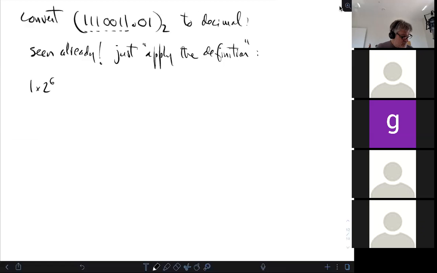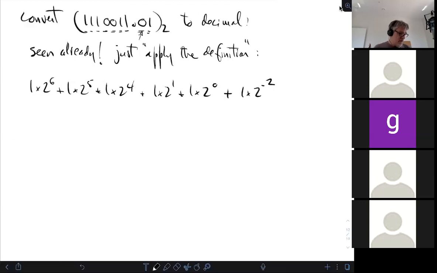So it starts with 2 power 6. 1 times 2 power 6 plus 1 times 2 power 5 plus 1 times 2 power 4. I'll skip the zeros now. Then 1 times 2 power 1, plus 1 times 2 power 0, plus, don't mess up, don't skip powers, be careful. So these are the 2 power minus 1. This is 2 power minus 2, like that. So now I just compute.